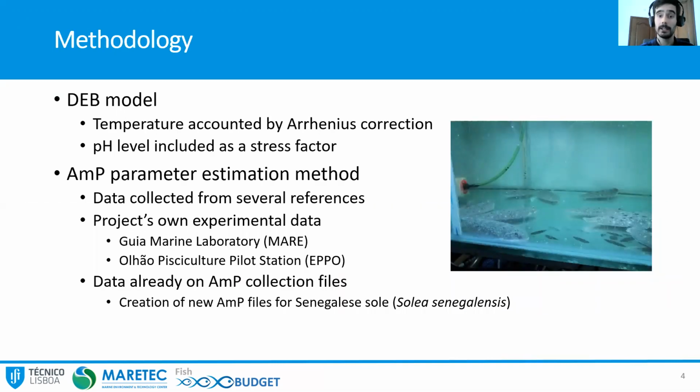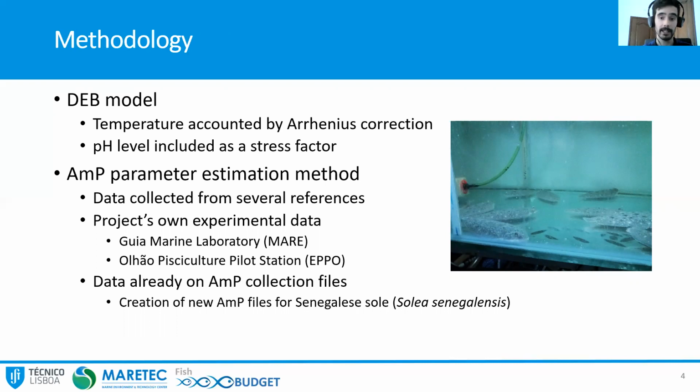The methodology included the creation of a DEB model that includes both temperature and pH level. I'll dive more into that later in this presentation. But for the use on the model, parameters were re-estimated with the DEB2021 method. I used the files on the DEB2021 collection, and I added more data from the project's own experimental data and also from some other sources.